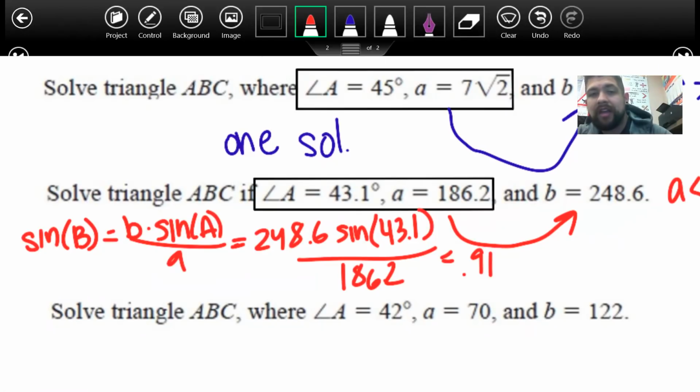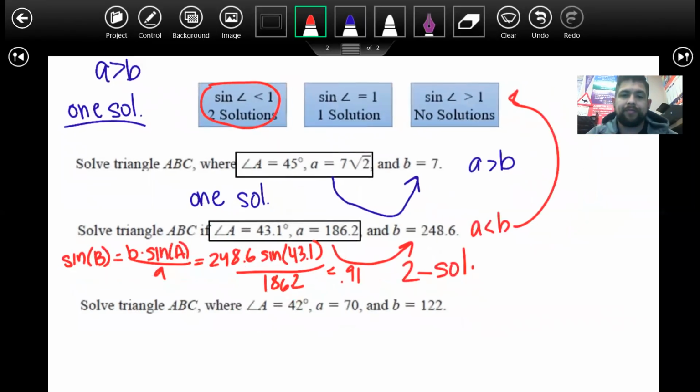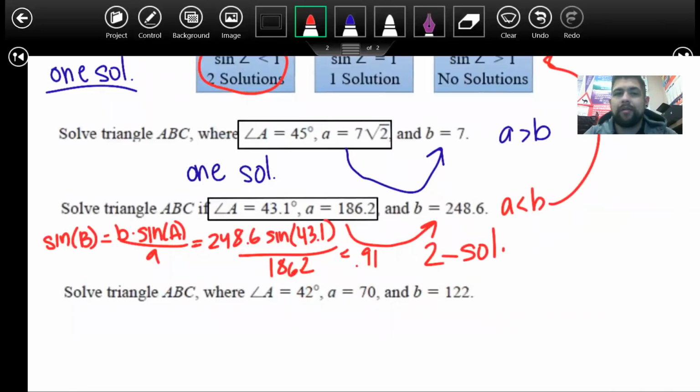0.91 tells me that in our solutions, if our number is less than 1, we have 2 solutions. So we can have 2 solutions with our example here. And so we're done with this problem.